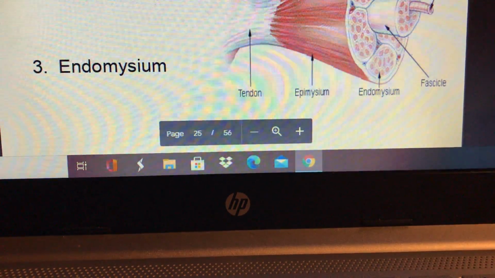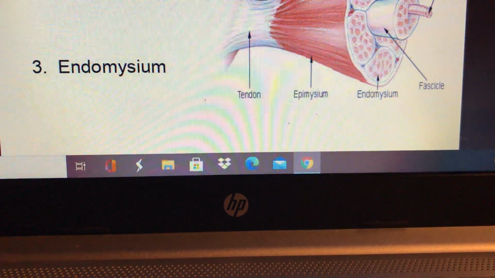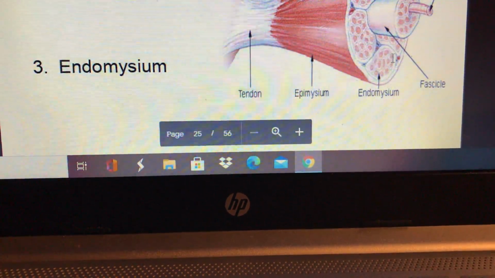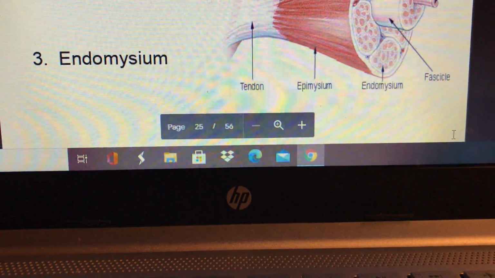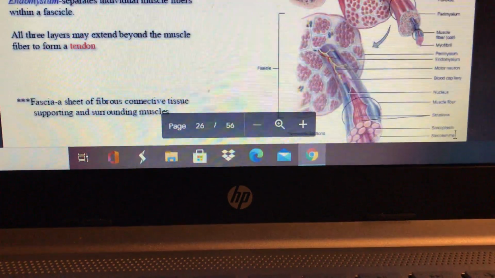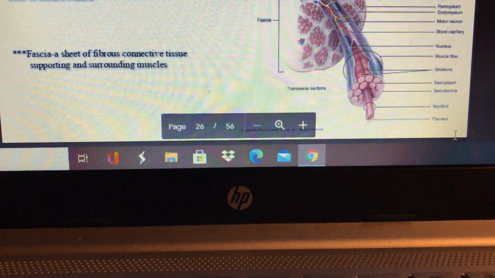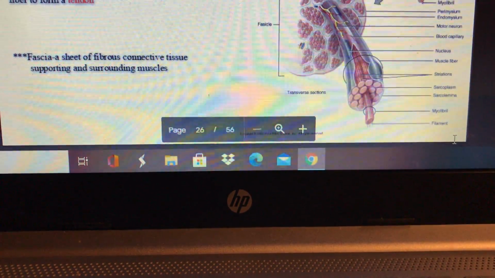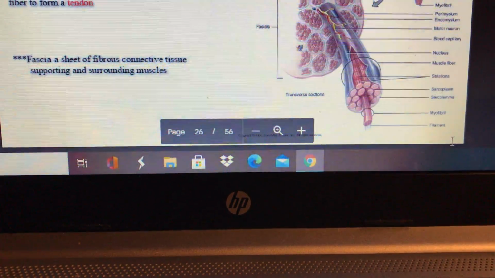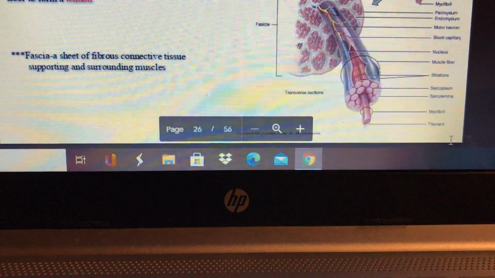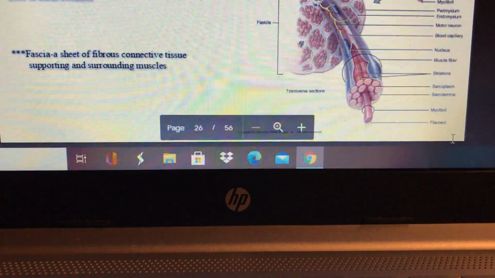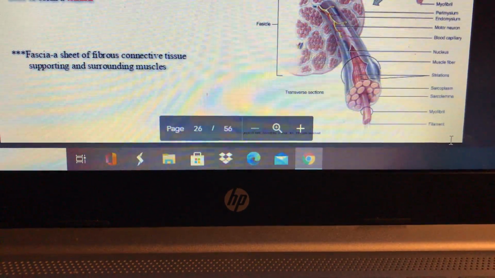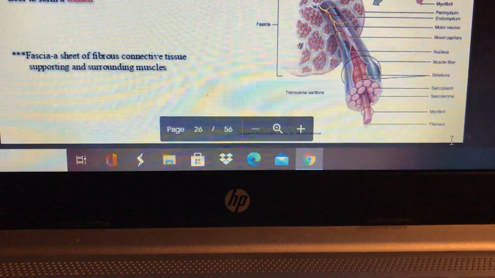So the 3 layers of connective tissue of the muscle are the epimysium, the perimysium, and the endomysium. The organization of skeletal muscle tissue: a protective connective tissue extends from the fascia. Epimysium is the outermost layer. Perimysium surrounds small groups of muscle fibers, 10 to 100 of them, bundling them into fascicles, and the endomysium separates individual muscle fibers within a fascicle. All 3 layers may extend beyond the muscle fiber to form a tendon. A fascia is a sheet of fibrous connective tissue supporting and surrounding muscles.